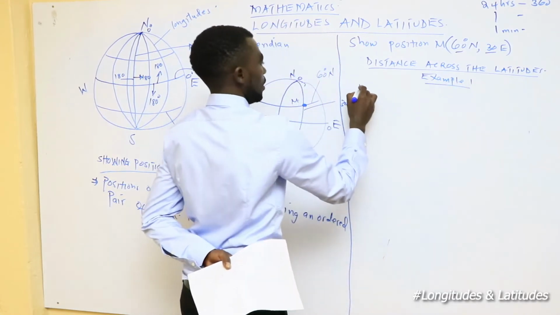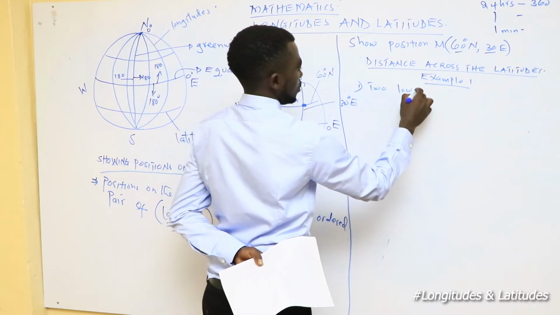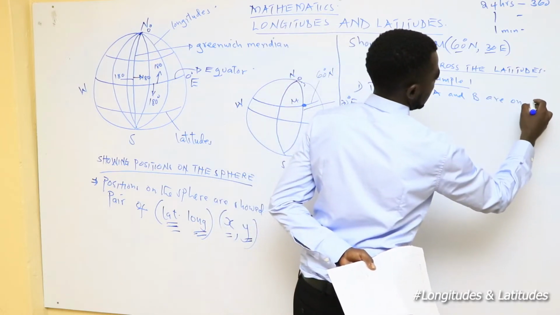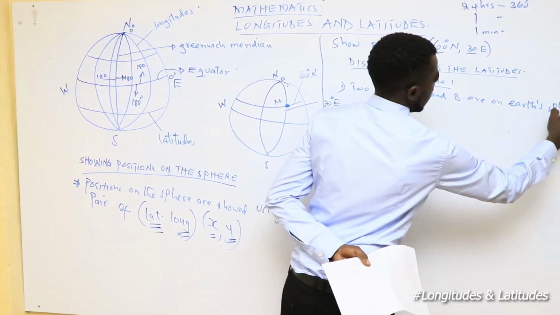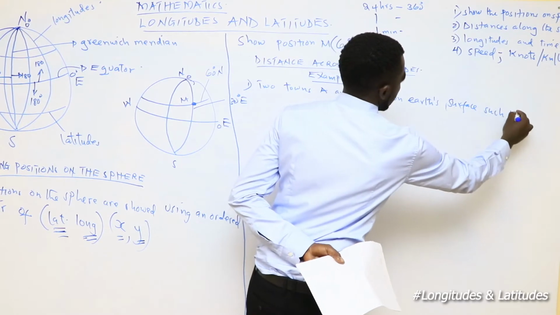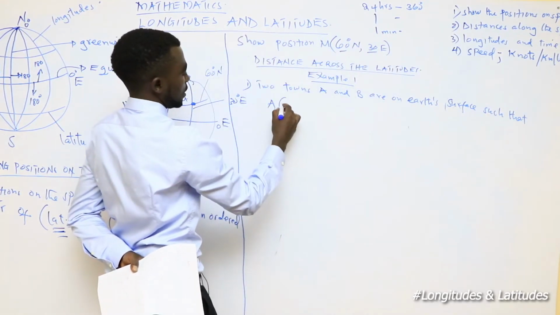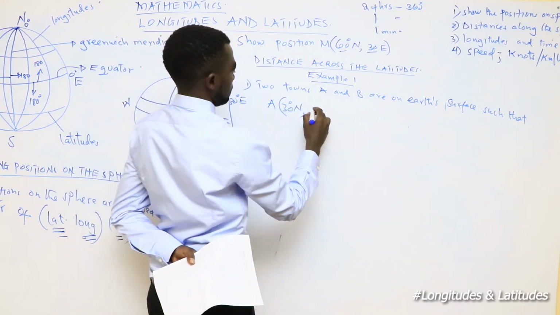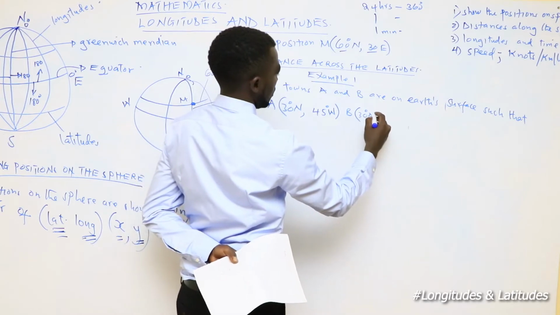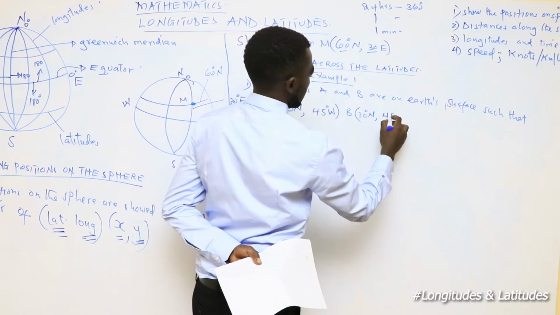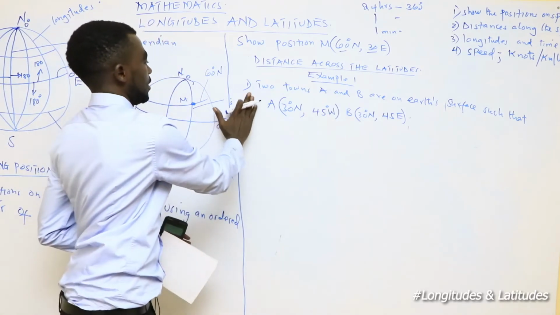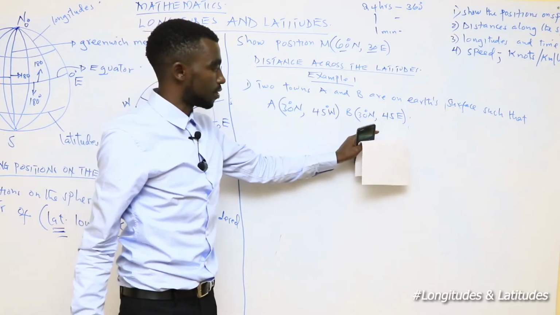Example one. You are told two towns A and B are on the surface such that A is at 30 degrees north, 45 degrees west, and B is 30 degrees north, 45 degrees east. Those are the two positions. Two towns, A and B, are on Earth's surface, such that A is at 30 degrees north and 45 degrees west. Then we have B, which is 30 degrees north and 45 degrees east.